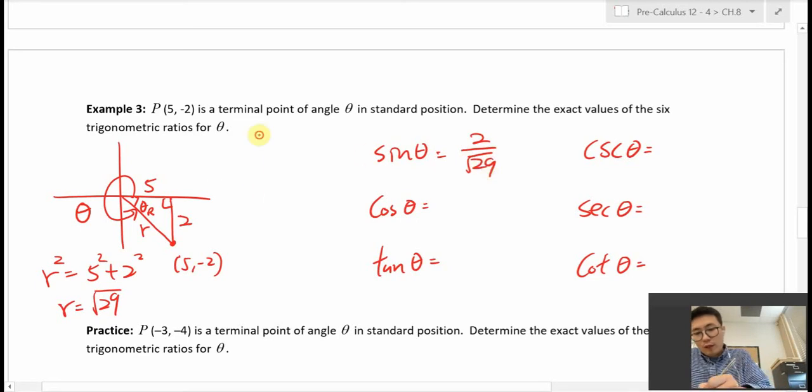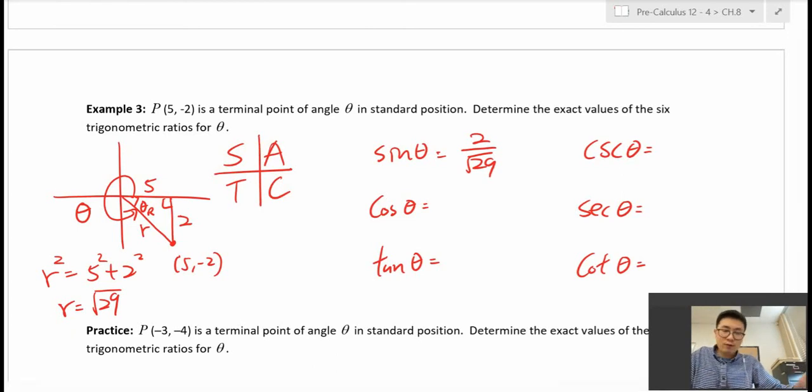But then again, you need to consider the CAST rule. CST, ASTC, whatever you want to call it, add sugar to coffee, whatever. Sine in the fourth quadrant, again, you can see our angle is in the fourth quadrant. The answer is going to be negative. The ratio is going to be negative.